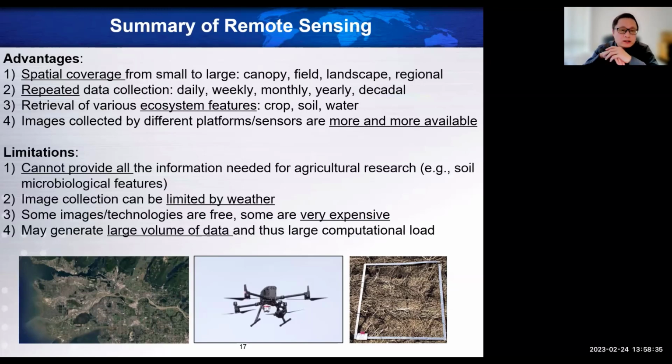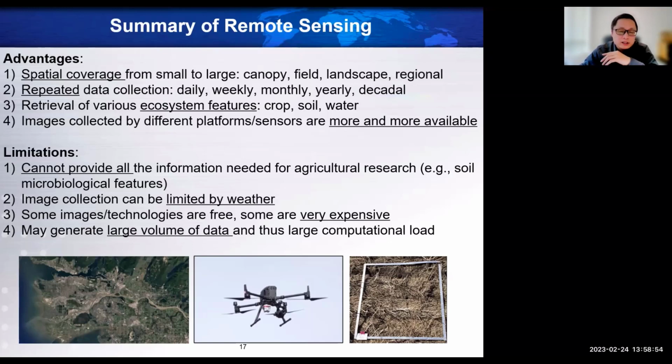Also importantly, some limitations: remote sensing is powerful, but features lots of limitations. It cannot provide all the information we need, such as for the soil, microbiological features, the fungi, bacteria. Such features will be very challenging to map using remote sensing.